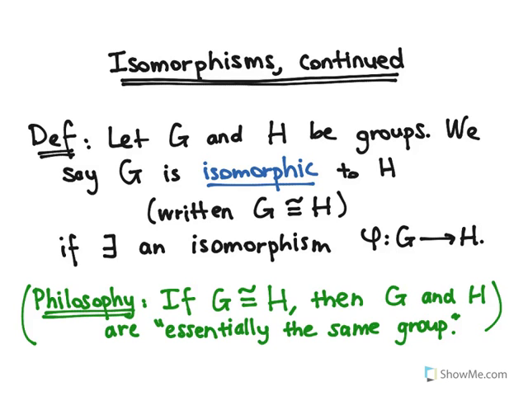So the philosophy that I want to slowly start to convince you of in this video is that if G is isomorphic to H, then that's a fancy mathematical way of saying that G and H are somehow essentially the same group. Let's think about a specific example to see a little more about what I mean by that.